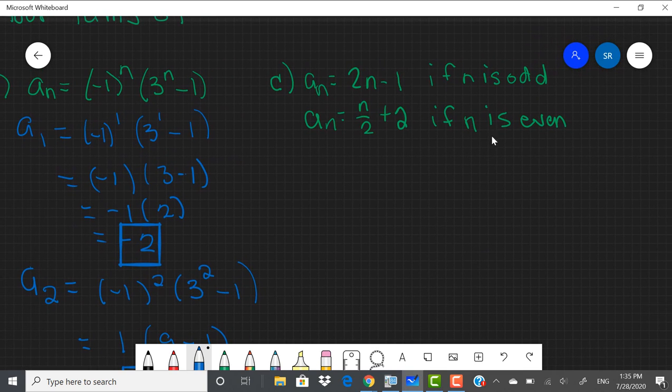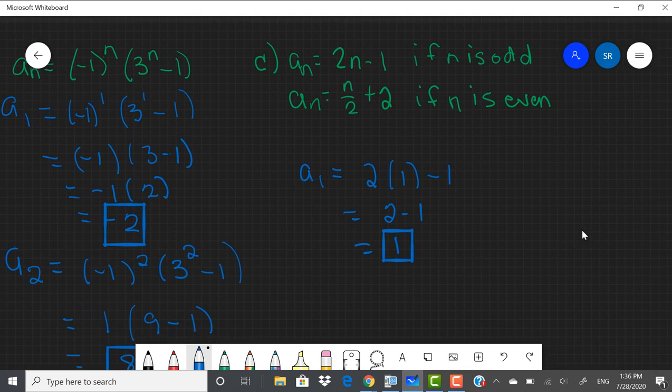So now let's look at this one. This is a little bit different. For this one, if my n is odd, I'm going to use this top equation. If my n is even, I'm going to use the second equation. So let's take a look at what that looks like. My a sub 1 is odd, so I'm going to use the top equation and go 2, again, substitute in, minus 1. So this is 2 minus 1, which is just 1 for our first term.